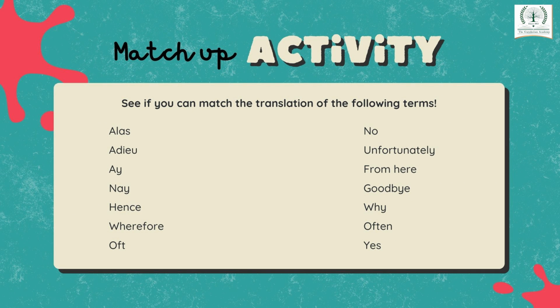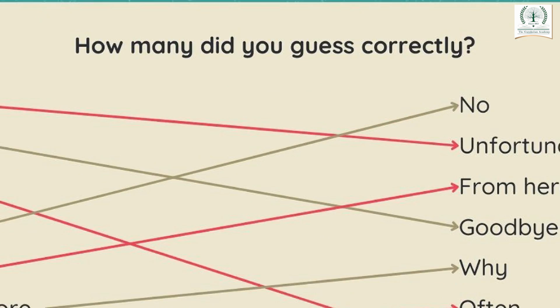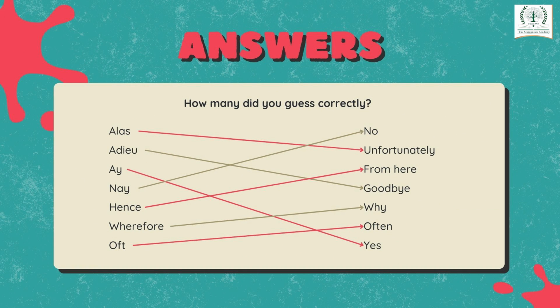Match up activity. See if you can match the translation of the following terms: alas, adieu, ay, nay, hence, wherefore, oft, when. No, unfortunately, from where, goodbye, why, often, yes. Answers. How many did you guess correctly?